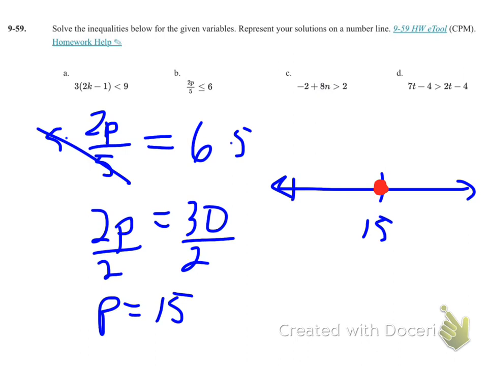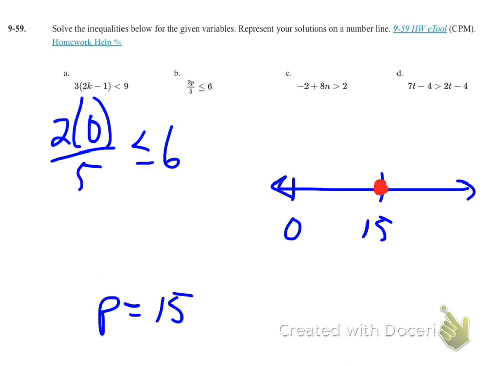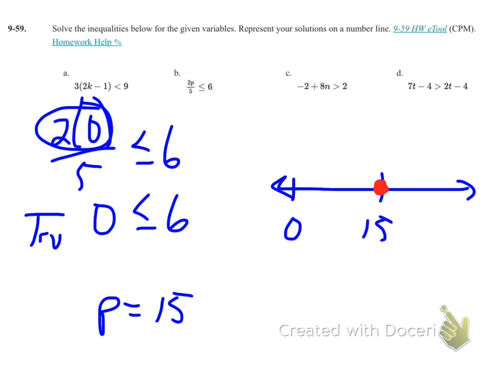On my number line, 0 would be to the left of 15. So I'm going to test 0 to see which way I shade. So 2 times 0 over 5, is that less than or equal to 6? 2 times 0 is 0. And 0 divided by 5 is still 0, so I get 0 is less than or equal to 6. That is true again. So I shade in the direction of 0. That is my solution on number line.